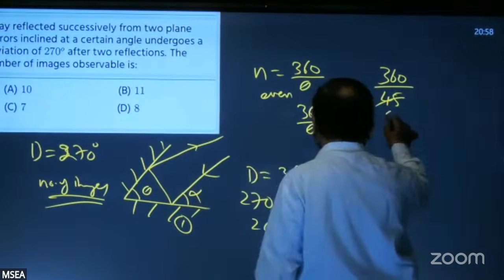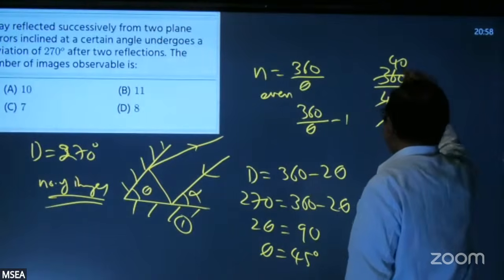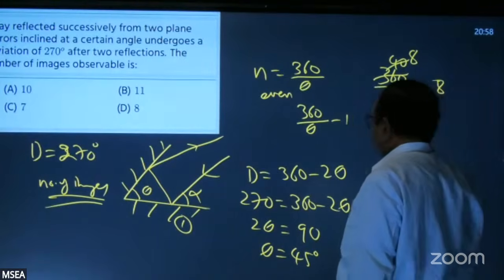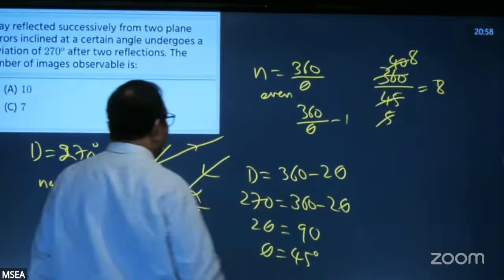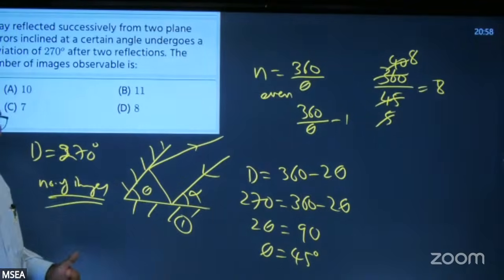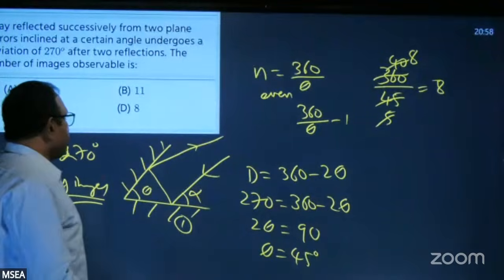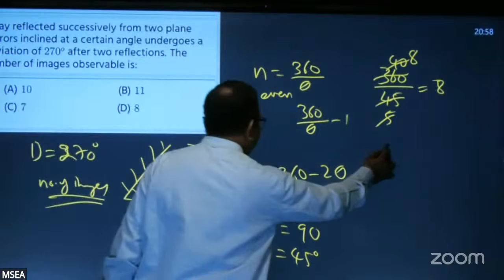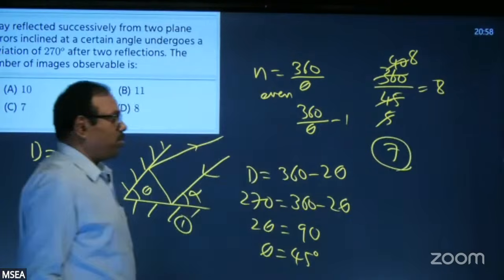That is 8, since 45 times 8 is 360. As 8 is an even number, the number of images formed is 8 minus 1, that becomes 7. Therefore, the total number of images formed is 7.